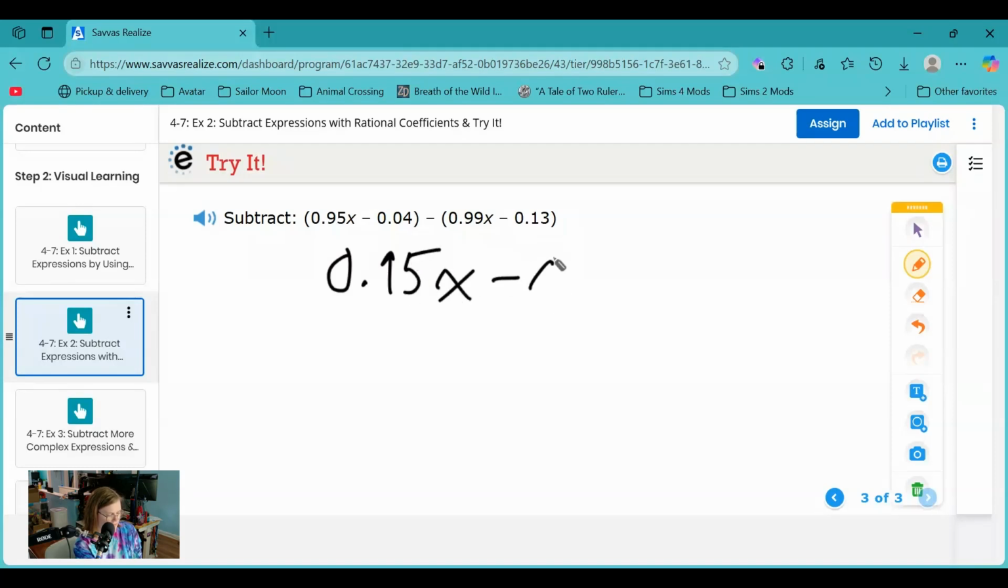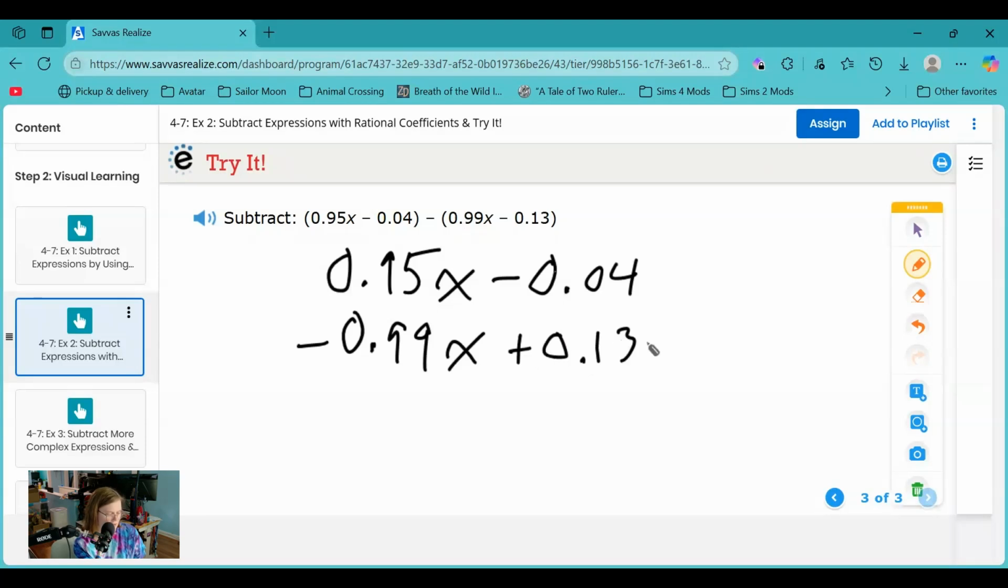0.95x minus 0.04. And then I am still going to distribute the negative, but this time when I write it, I'm going to write it underneath my first expression. So a negative times positive 0.99 would be negative 0.99x. And a negative times a negative would give me a positive 0.13. So this is just a different way of structuring it. We're still going to get the same answer that we had before.